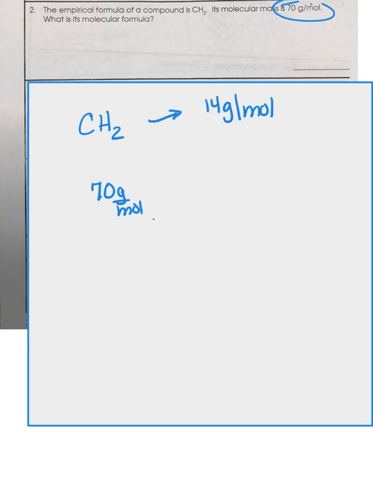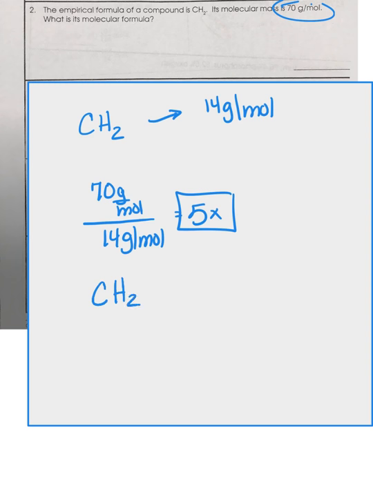So we're going to take that 70 grams per mole and divide it by 14 grams per mole, and we're going to find out that the molecule is going to be 5 times bigger. So we've got CH2. Instead of a 1 here, we're going to multiply it by 5, so we're going to get C5H10.